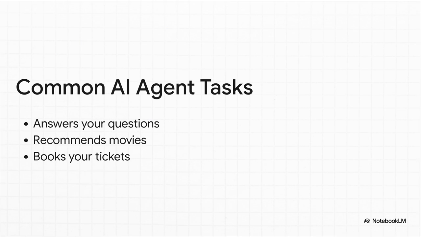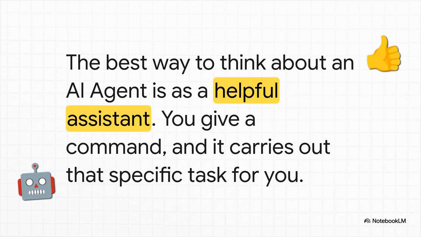And you know what? You're actually using these things all the time. Anytime you ask your smart speaker a question, or when Netflix recommends a movie, or when you use a chatbot to book a flight, yep, you're working with an AI agent. Each one is programmed to do its one thing really, really well. So, if there's one thing to remember, it's this. An AI agent is like that helpful assistant. You give it a direct command, and it gets that specific task done. Simple, focused, and honestly, incredibly useful.